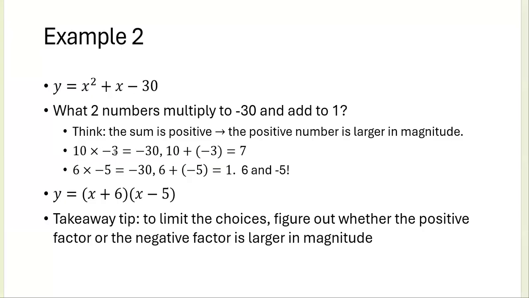Okay? All right. So 3 and 10 didn't work. What are some other factors for 30? How about 6 and 5? So 6 times negative 5 is negative 30, yeah. 6 plus negative 5 is 1. So that matches what we want. We want a plus 1. This gives us a 1, yeah. So the factor form is x plus 6, x minus 5. Right? Again, the takeaway tip: you limit the choices, figure out whether the positive factor or the negative factor is larger in magnitude. And how to do that, you look at the sign of this b.